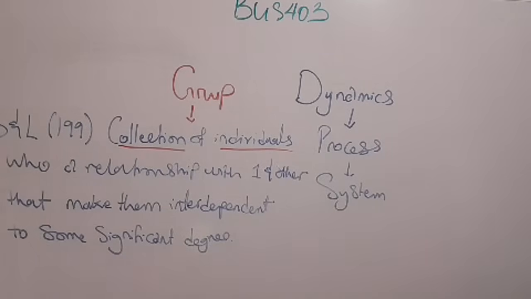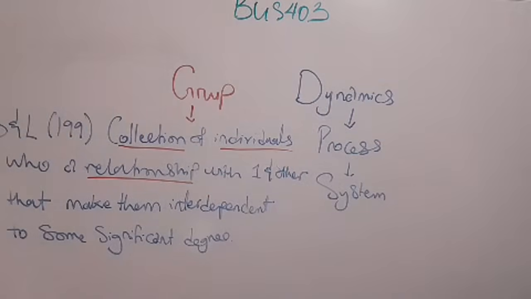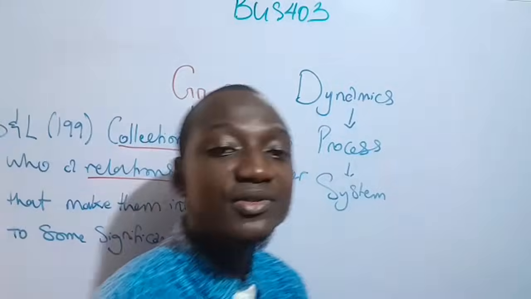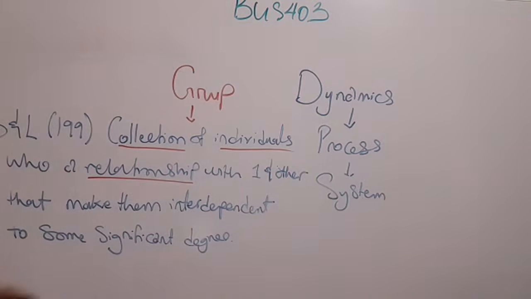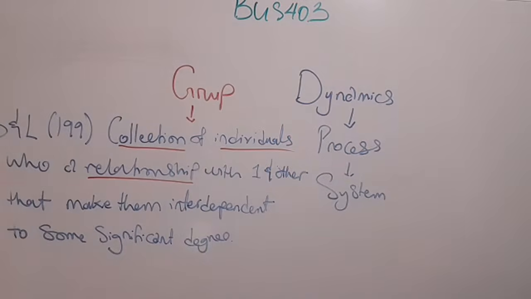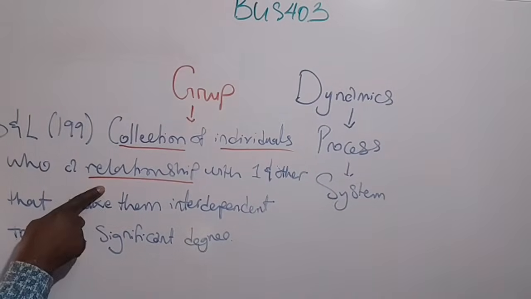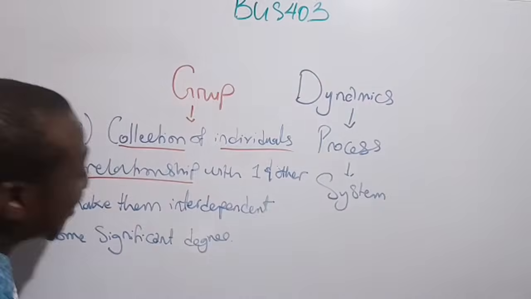This individual, Mr. A, Mr. B, Mr. C, have a relationship. Now, before a relationship can exist between one or two persons, there is something they share in common. It might be interest, it might be norm, it might be culture, it might be language. But for you to be in a relationship with somebody or a group of people, there's something you all have in common.